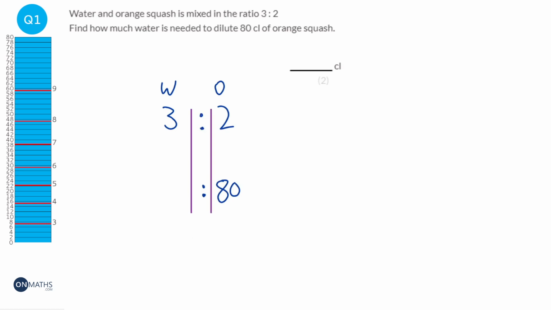So what we do is we figure out how to get from 2 to 80. Well, we go times by 40. If I times that side of the ratio by 40, I've got to times the left-hand side by 40 as well. 3 times 40 is 120. So I'm going to need 120 centilitres of water.